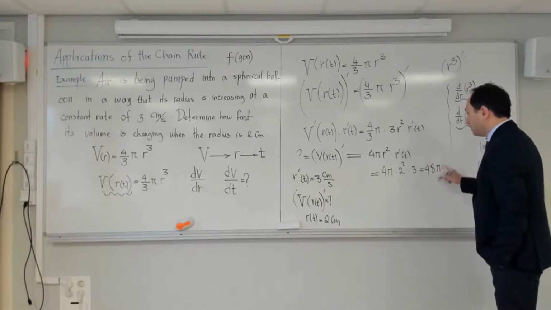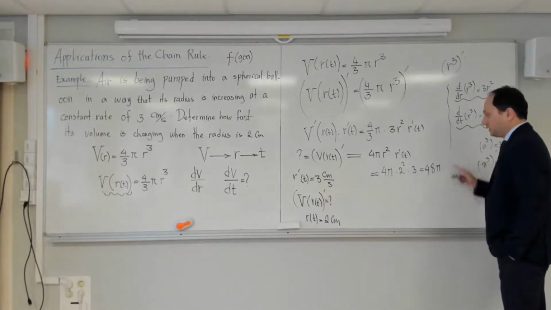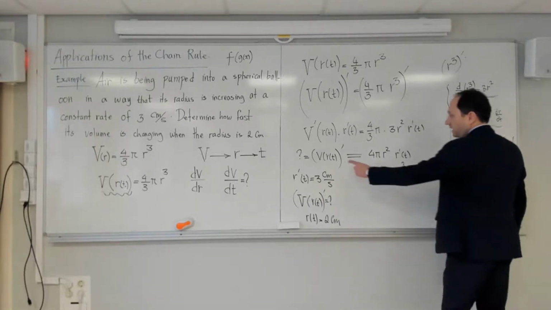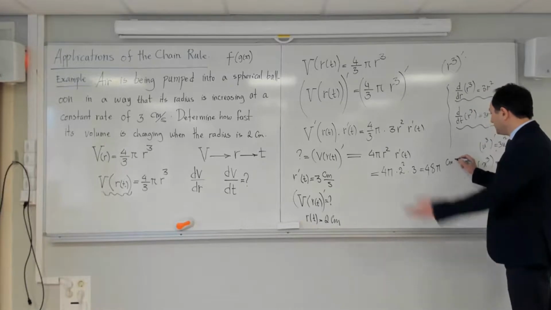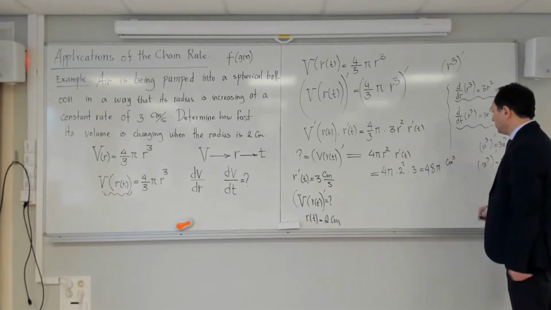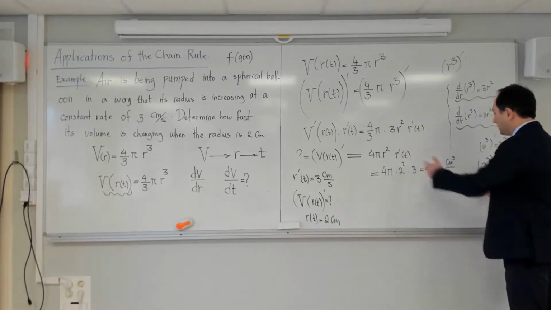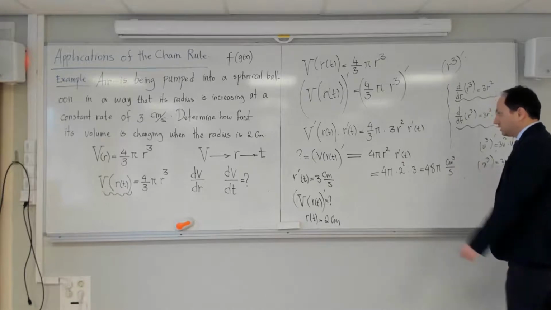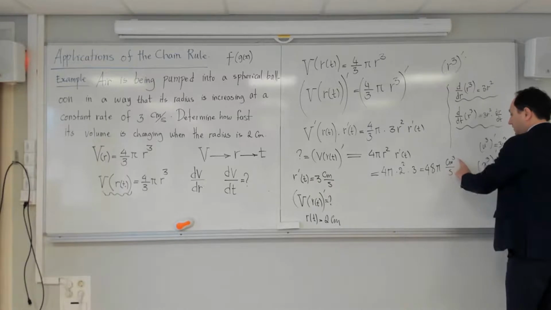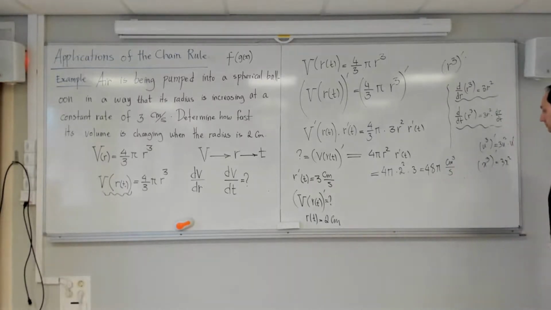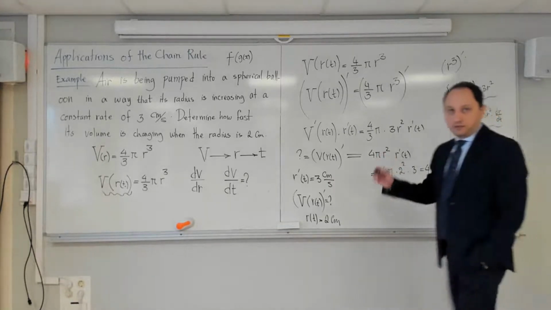What you need to not forget is to write the units here. This is the rate at which the volume is changing over time. In this problem, volume is measured in cubic centimeters and time is measured in seconds. So it means that this one is 48 pi cubic centimeters over second. So that is the answer to this problem.